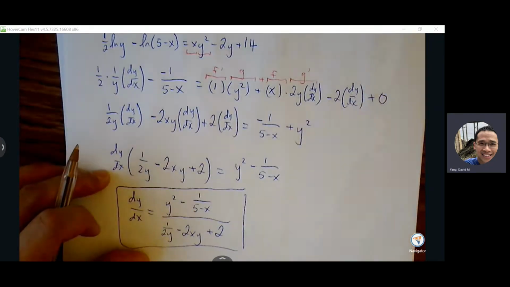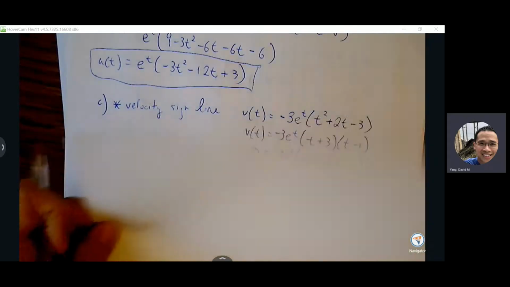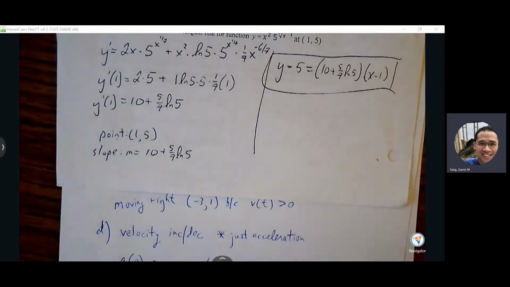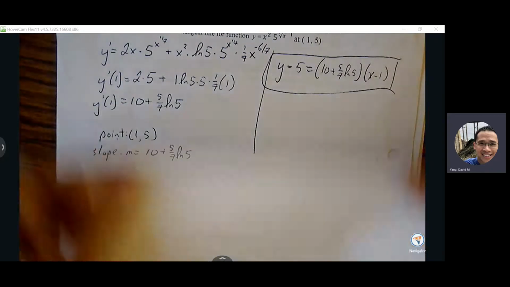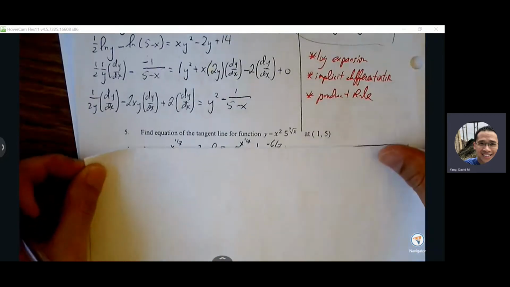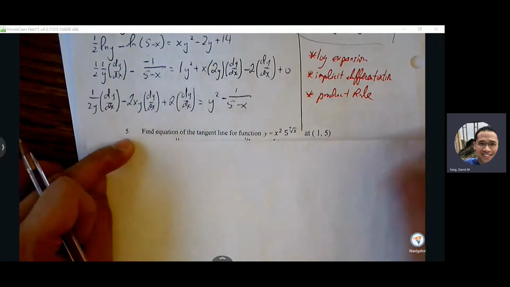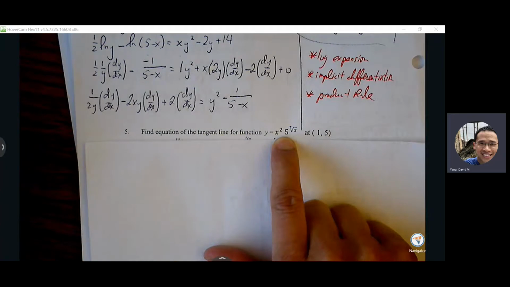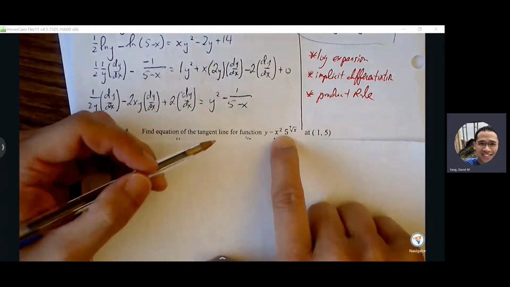Number 5. Find the equation of the tangent line. So that means we have to find the derivative, and then evaluate the derivative at the point to get the slope, and then use point-slope form.